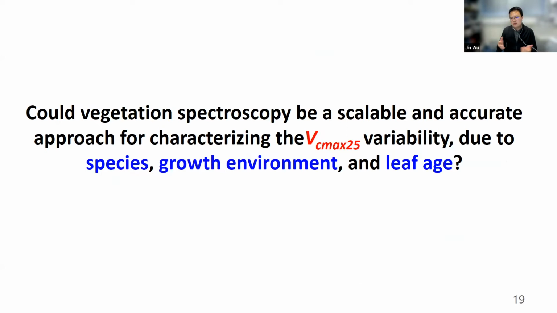At the beginning, we already introduced the hyperspectral remote sensing technique. So during my past research, we would like to ask whether vegetation spectroscopy can be a potential way to solve this monitoring problem, especially whether we can characterize Vmax variability across different species, growth environments, and also leaf ages.